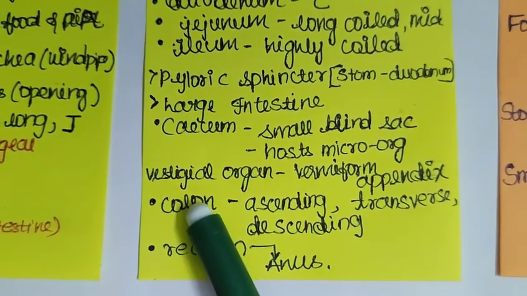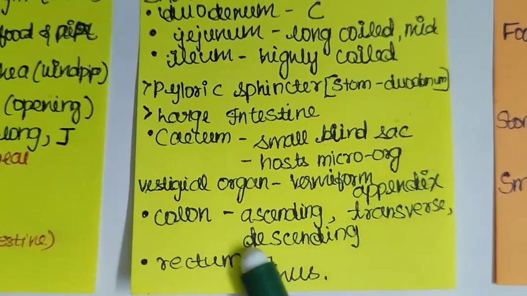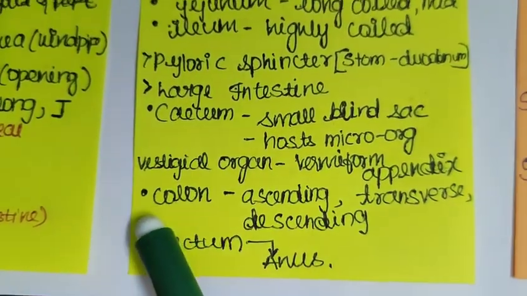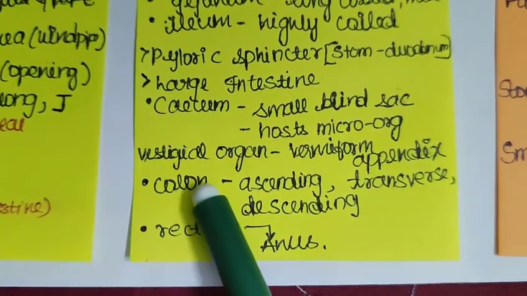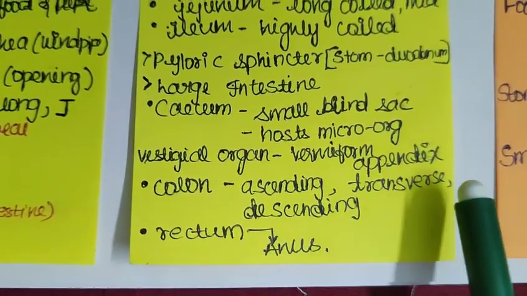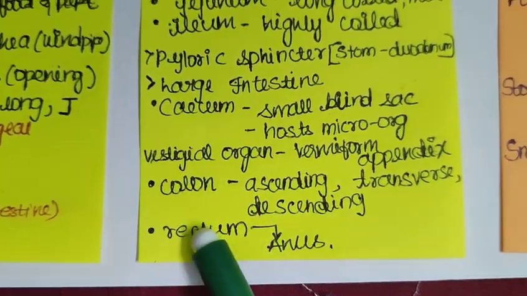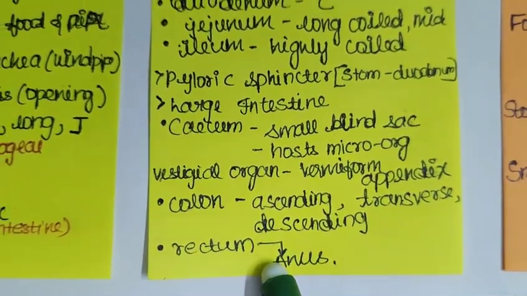What is a vestigial organ? An organ which is not having any function. It may be coming from the ancestor. Okay, now coming to the colon, in the colon we have again three parts which are ascending, transverse and descending. Then we have lastly the rectum, which will be opening into the end of the alimentary canal, which is the anus.